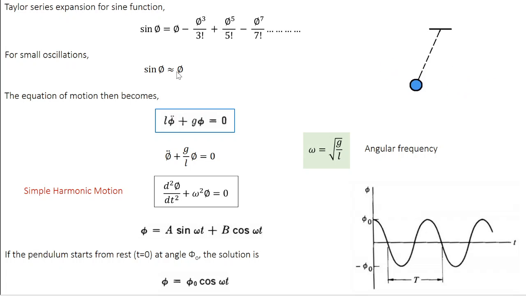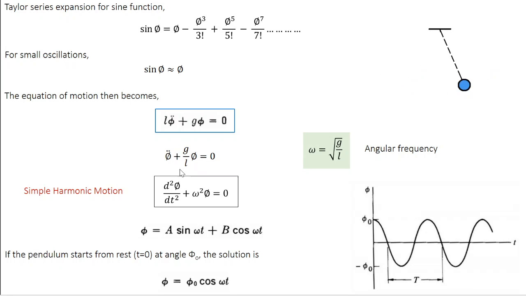So now take it to the physical system. What's the meaning of phi being small? Your simple pendulum has very small oscillation. So under small oscillations, I can approximate sine phi to phi. So my equation of motion becomes L phi double dot plus g phi equal to 0. Now divide this entire equation with L. So phi double dot plus g by L phi equal to 0.